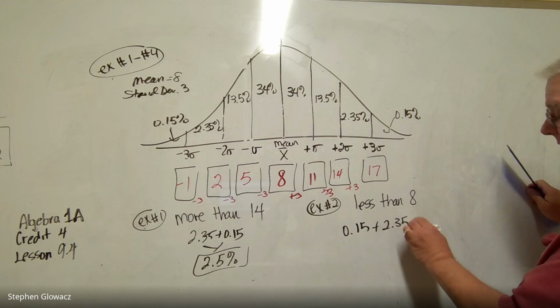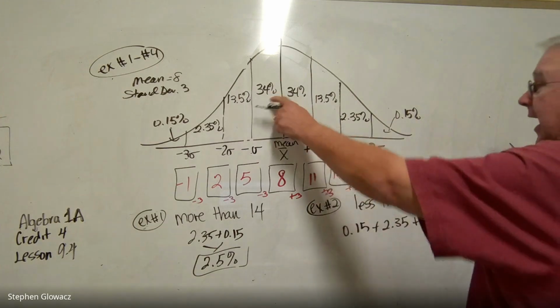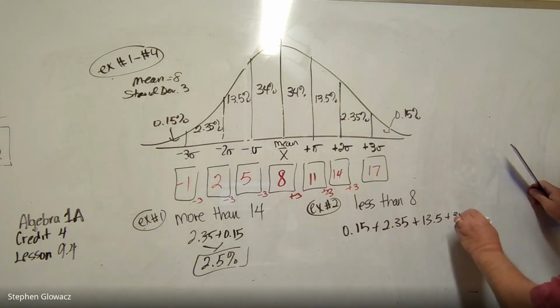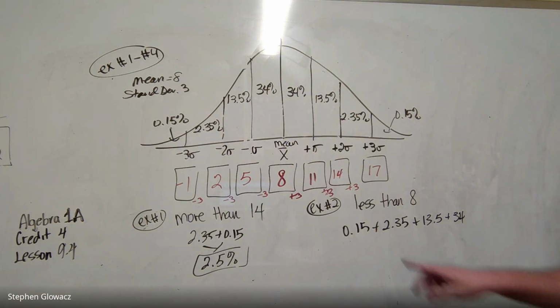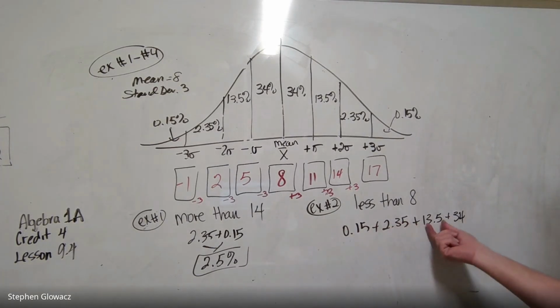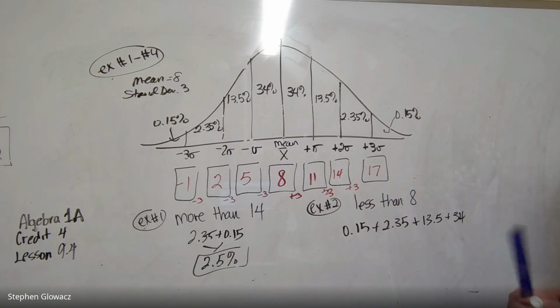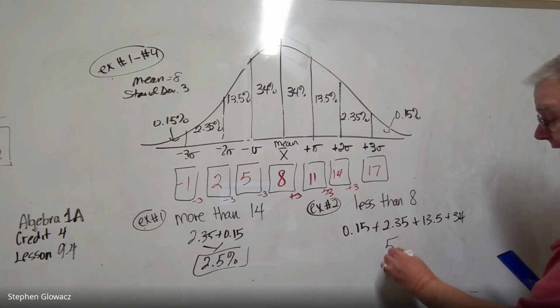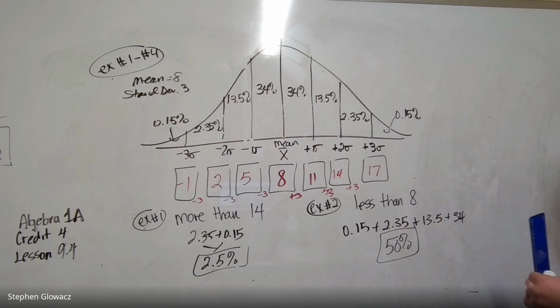So we have 0.15, 2.35. And again, not much work to show, but make sure you're showing your work. And then finally, 13.5 and then 34. If we add all those up, we already know from the last problem that adding these up is 2.5. 2.5 plus 13.5 is 16, and 16 plus 34 gives us 50%. So a 50% chance that a student likes fewer than 8 songs.